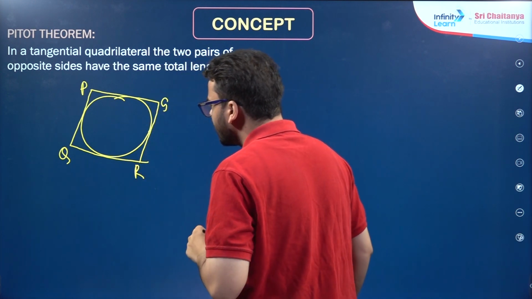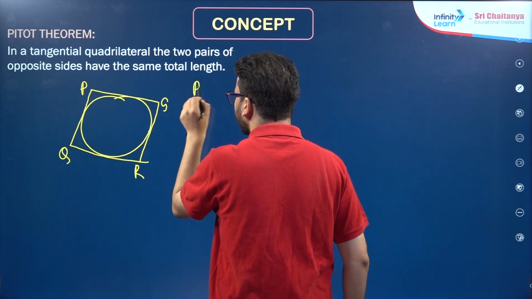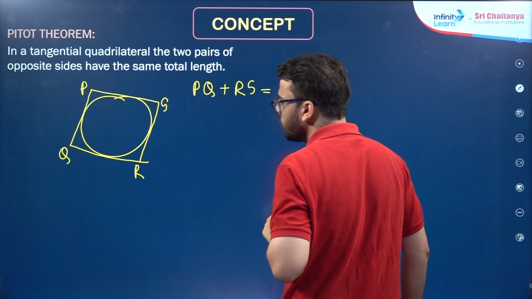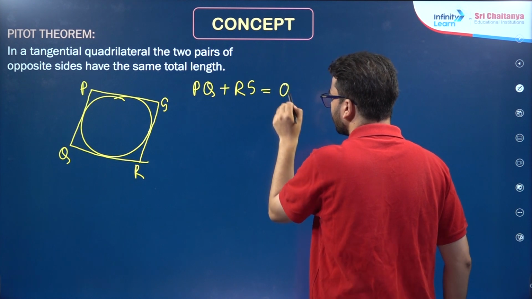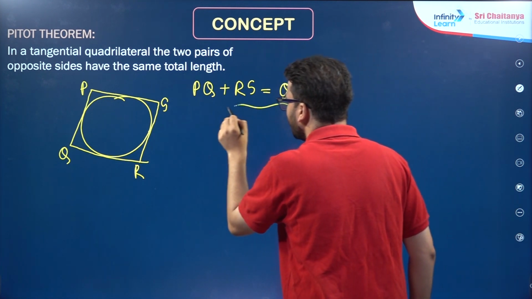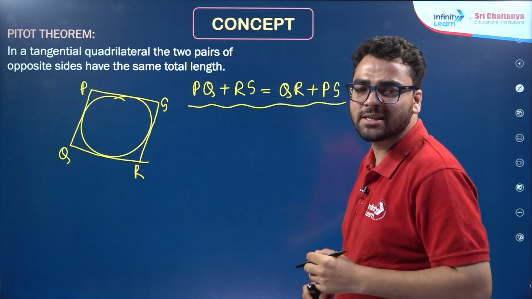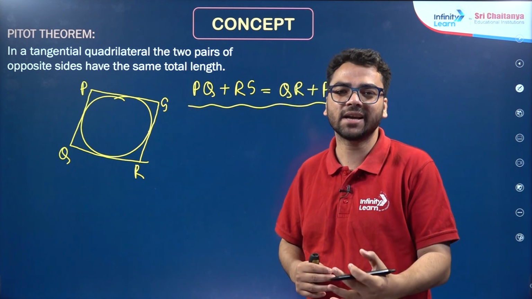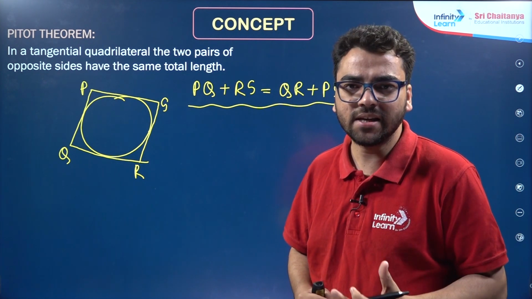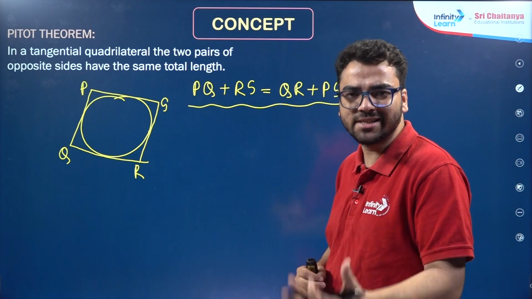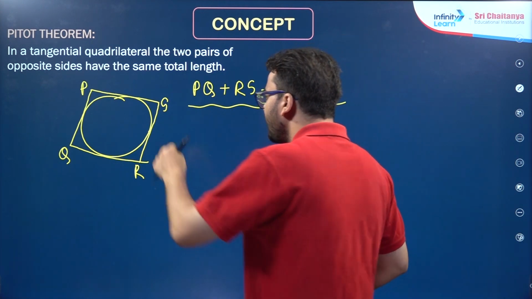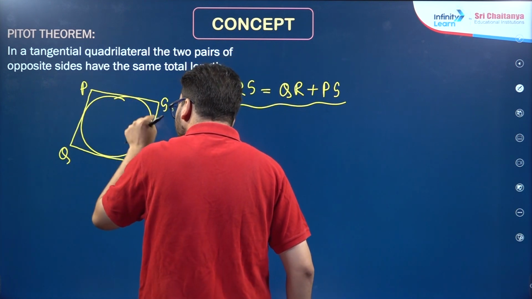So as per the Pitot theorem, PQ plus RS is equal to QR plus PS. That's a very simple theorem. It can be restated as: the sum of the lengths of opposite sides of any quadrilateral circumscribing a circle is equal. It means this plus this is equal to this plus this.